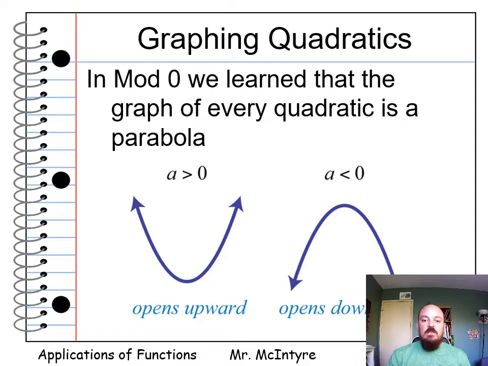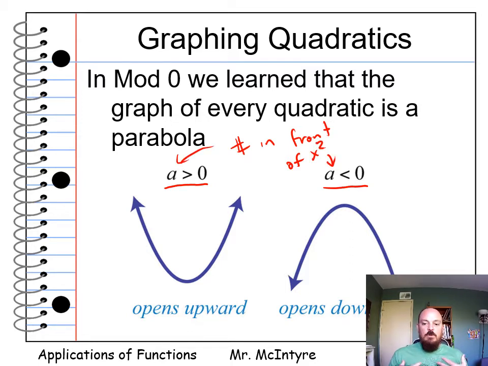And basically, you can tell which one it is by looking at what we call A. If A is greater than 0 or positive, you get the U shape. And if A is less than 0 or negative, you get the upside down U shape. Now, when I say A, what we're talking about is the number in front of the x squared. So if my equation starts with 2x squared, it's opening up. If it starts with negative 2x squared, it opens down.